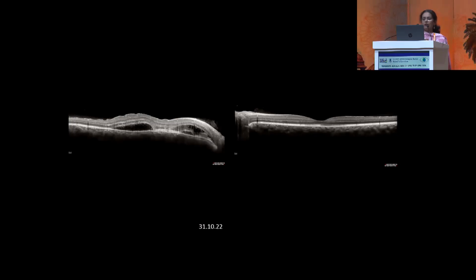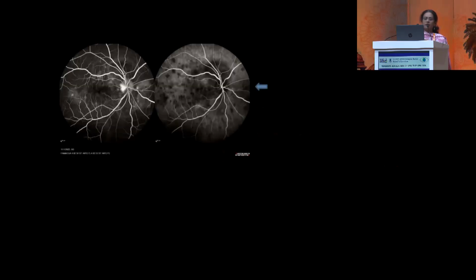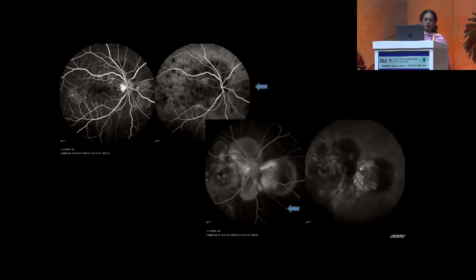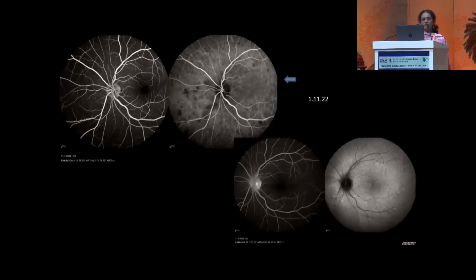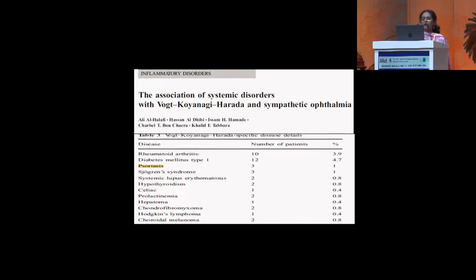right eye. OCT shows it very clearly, followed by combined FFA and ICG. You can see the granulomas and the pockets of fluid on fluorescein. Even the left eye, which was asymptomatic, showed subtle granulomas on ICG. And these are some of the systemic associations of VKH where psoriasis is in the list.